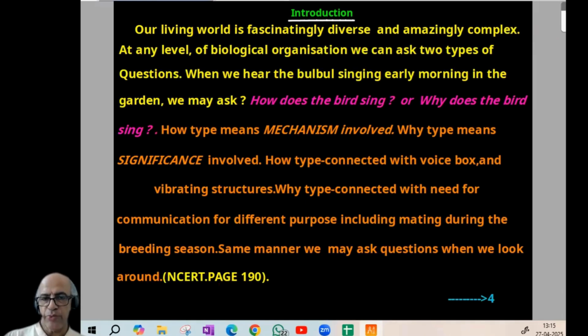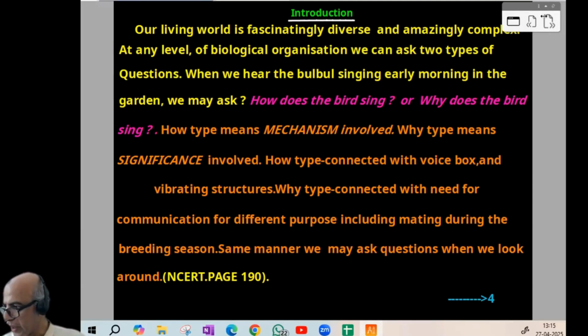So our living world is fascinatingly diverse and amazingly complex. Then at any level, two types of question we can ask: how and why. How means mechanism, why means significance, and what happens when a bulbul makes or sings. That way we explained it in NCERT page number 190.